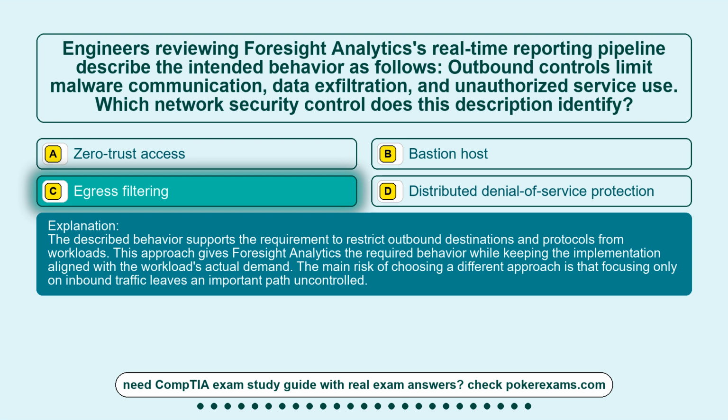The described behavior supports the requirement to restrict outbound destinations and protocols from workloads. This approach gives Foresight Analytics the required behavior while keeping the implementation aligned with the workload's actual demand. The main risk of choosing a different approach is that focusing only on inbound traffic leaves an important path uncontrolled.